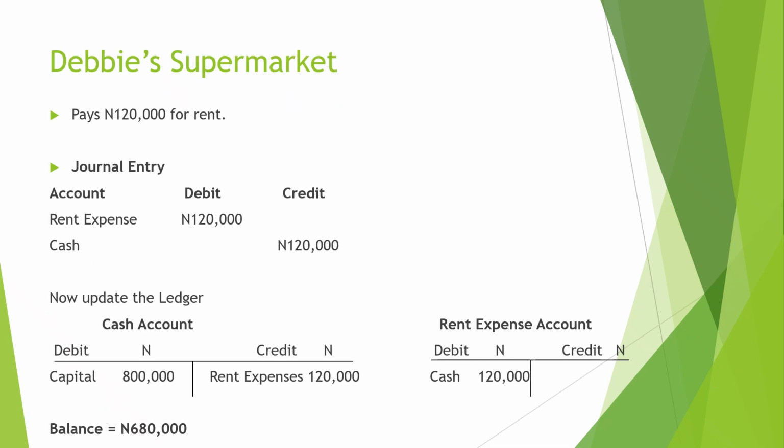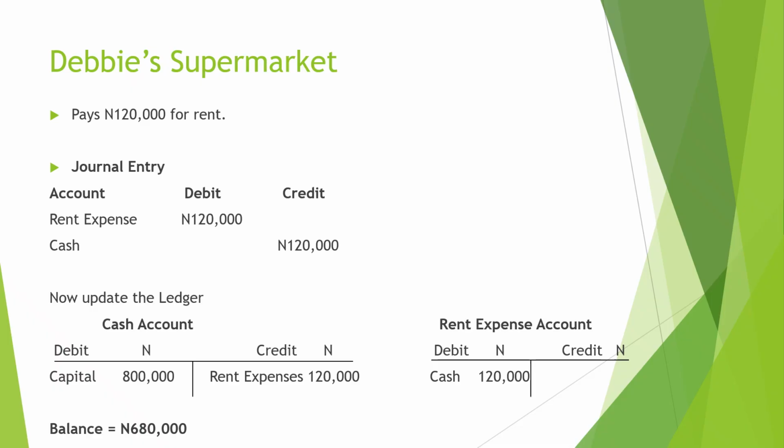Let's look at another case scenario with the same Debbie Supermarket. Now, if Debbie Supermarket pays 120,000 naira for rent, what is the journal entry? Remember, expenses increase on the debit side, while assets also increase on the debit side. So we debit rent expense with 120,000 naira. Remember, cash is reducing now because cash is going out. So it will not be on the debit side. Cash is reducing, so it will be on the credit side now.